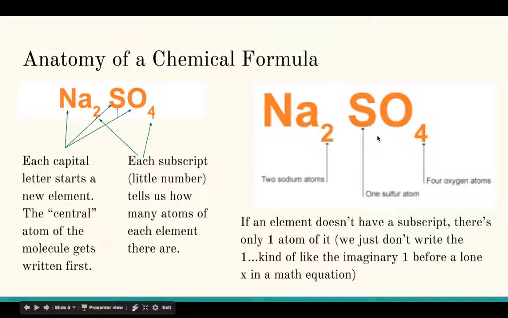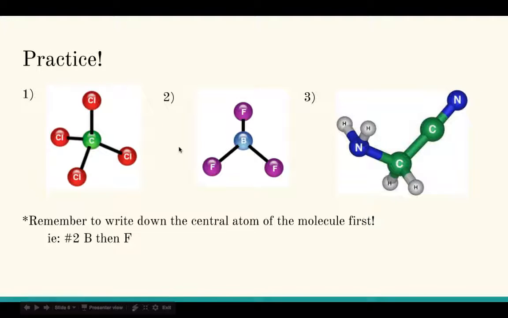Well, that's because, just like mathematicians, chemists can be lazy sometimes, and we don't write ones when we don't have to. Just like you don't write a 1 before a lone x in a math equation, we don't put 1 next to a lone element, because we know there has to be at least 1, otherwise we wouldn't put the element symbol into the formula. So obviously, since we have this S here, there's at least 1, and there's not more than 1 because we don't have a different number here. We just have an imaginary 1.